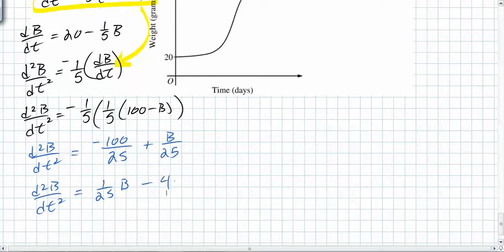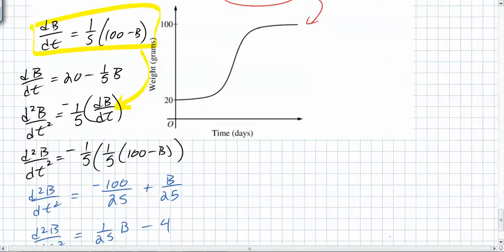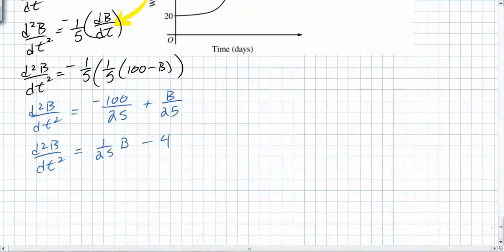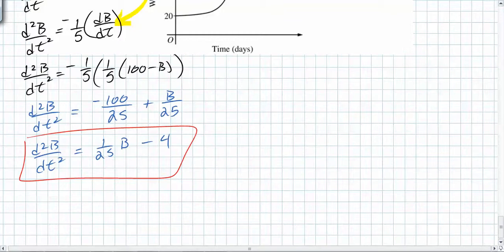4. What does the second derivative tell you about the graph? Concavity. The second derivative tells you about concavity. So what does this second derivative tell you about concavity? First of all, what are the values for B? We know that B has to be greater than 0, because the bird has to exist, right? Do you agree with that?